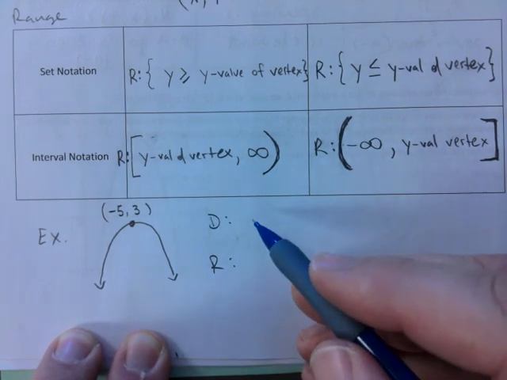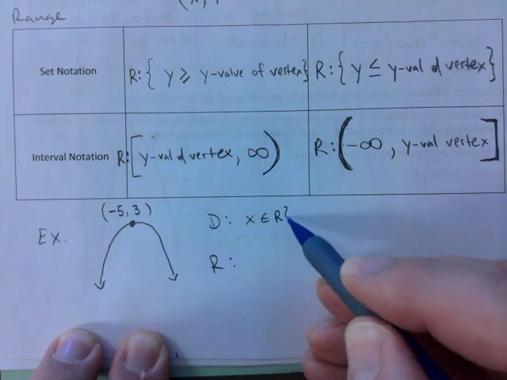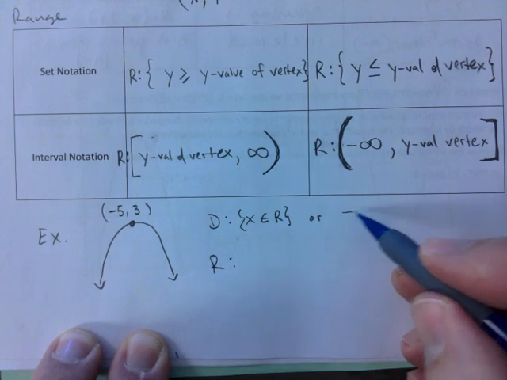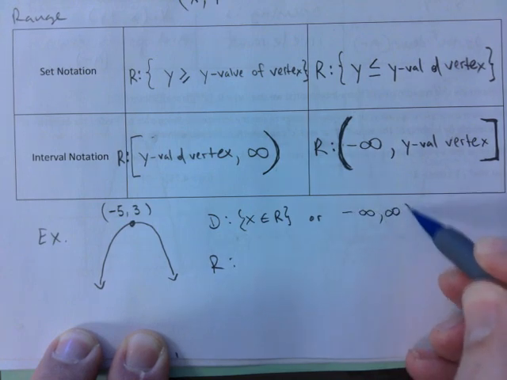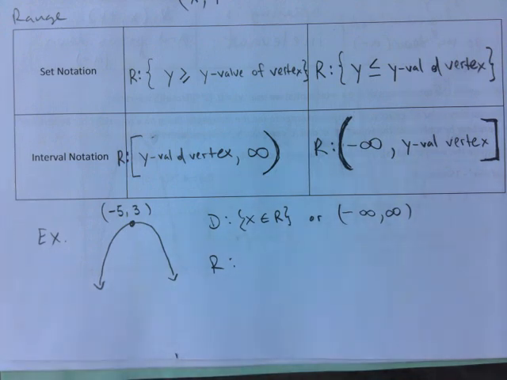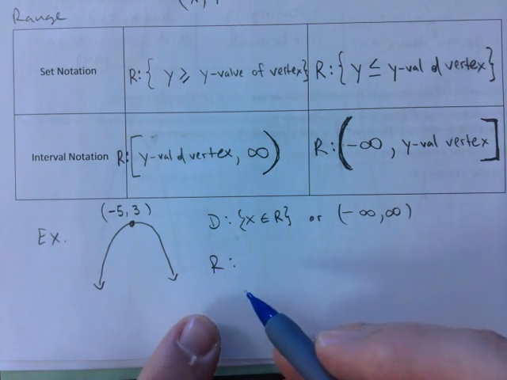The domain is the easiest if there's no word problem. It'll just be like this, squiggly brackets. Or you can just say x values go from negative infinity to positive infinity. So that one is the easiest one to do. The range is where we have a bit of trouble.